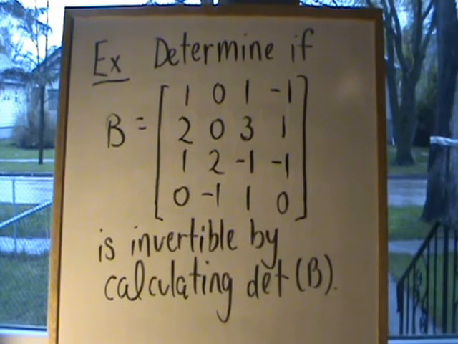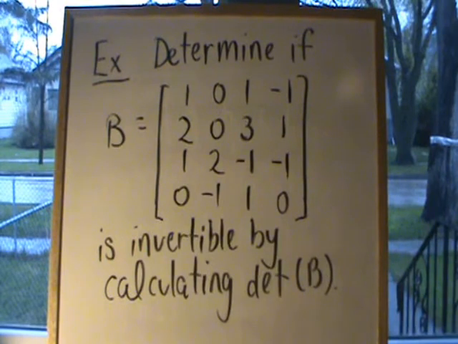Alright, here it is, our last example of the video lecture. What we are going to do is use the cofactor expansion method on a 4 by 4 matrix. In this case, we're going to try to figure out whether or not the matrix B here, which is 4 by 4, is invertible. And we're going to do that by calculating the determinant.